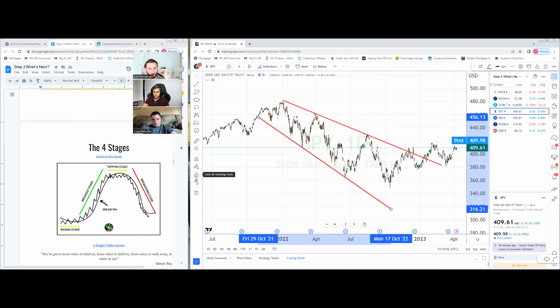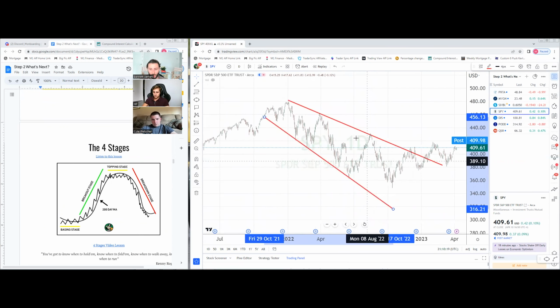This is going to be when you're going to see lower highs and lower lows. It's a downtrending market. Last year was a technical bear market, correction territory. That's when you're going to see these breakdown stages, just a diagonal downtrend until the stock or market starts to bottom out. Now, all these stages will overlap.